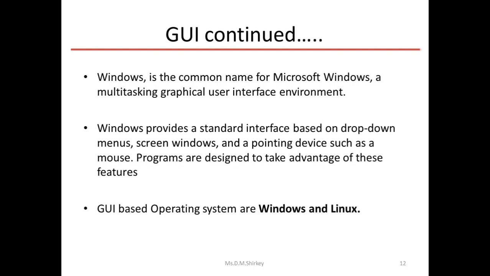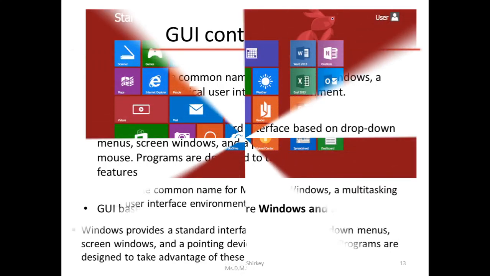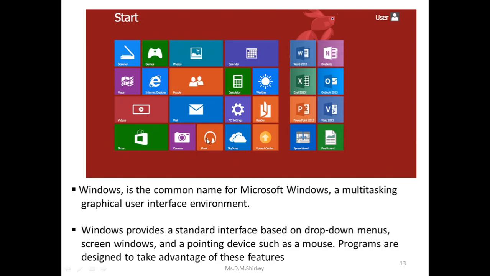Windows is considered the most commonly used GUI based operating system nowadays. Windows provides a standard interface based on drop-down menus, screen windows, and pointing devices such as a mouse. Programs are designed to take advantage of all these features. Examples of GUI based operating systems are Windows and Linux. This is how the Windows operating system desktop will look.